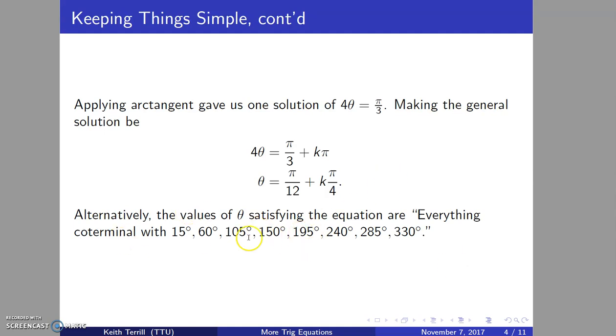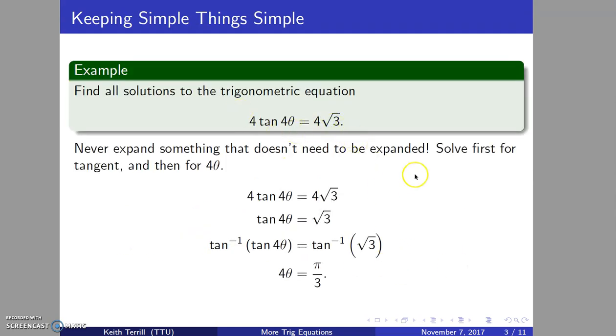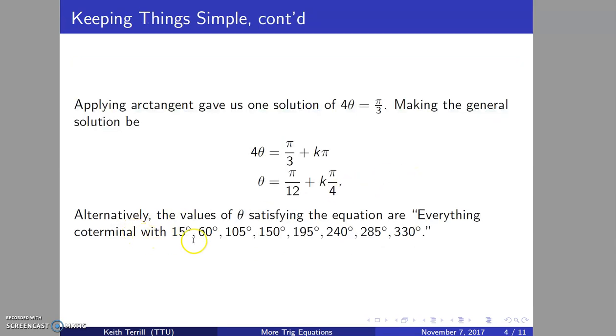And you can check these. These will all satisfy our original equation here. Because take any of these angles, quadruple it, the tangent of that is going to be the square root of 3. Alright, so not so bad, right? Not so bad. Just solve for the appropriate expression when you can, and then do the appropriate inverse trig function, and go from there. Of course, you can't always do this, but when you can, by all means do.